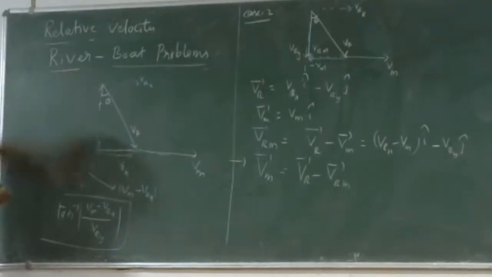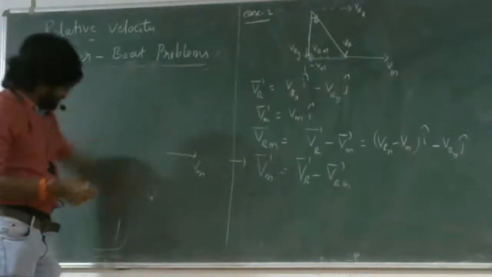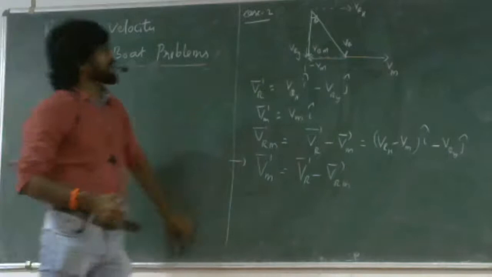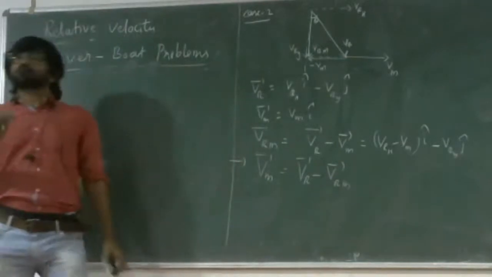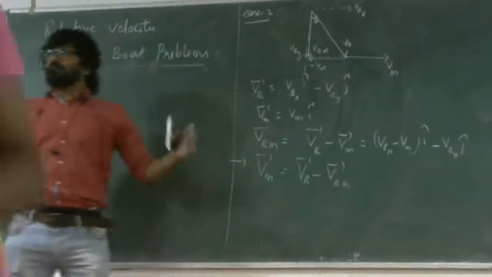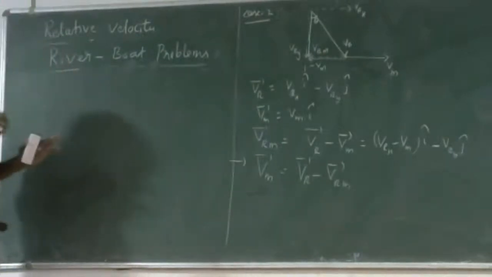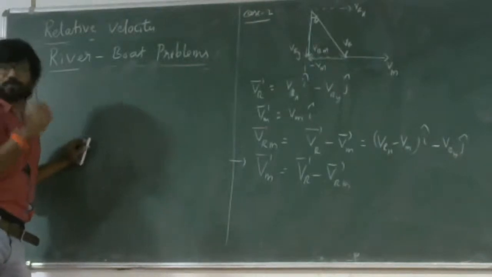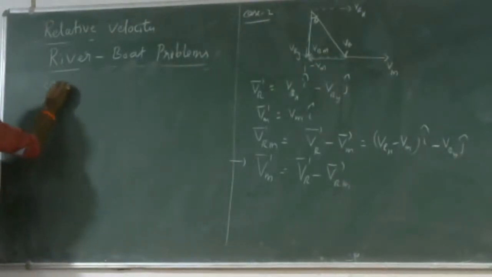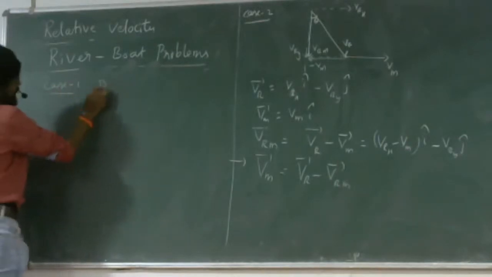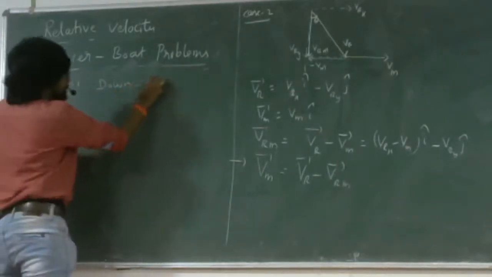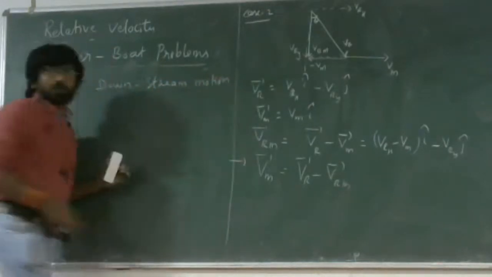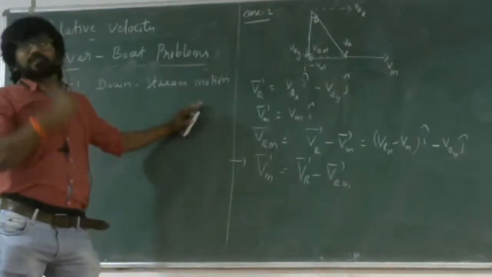First case is downstream motion. Second case will be termed as upstream motion. Third case will be considered as general motion of a boat in a river. So let us see first downstream motion case and upstream motion case. What is downstream and what is upstream? So first case is downstream motion. What is this downstream motion?